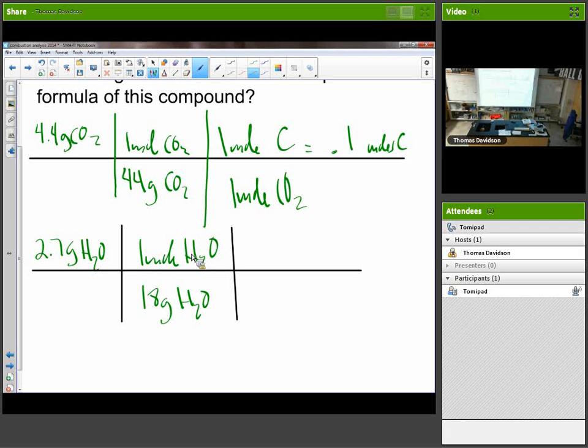What unit do I have on the bottom? The unit that's on top is always the same unit as the bottom of the next thing. So I have mole of H2O on the bottom. So for every 1 mole of H2O, I have 2 moles of just plain H.